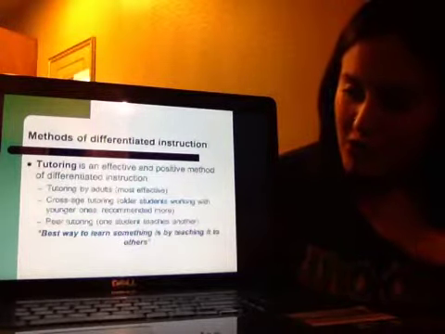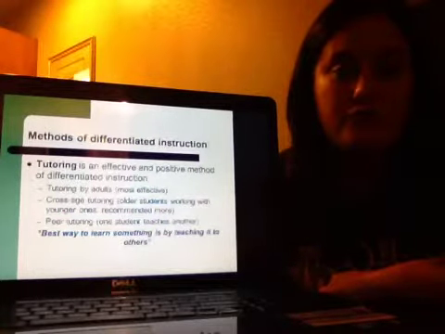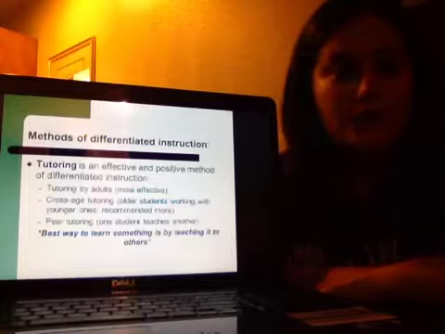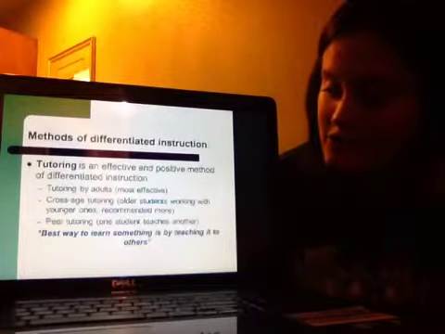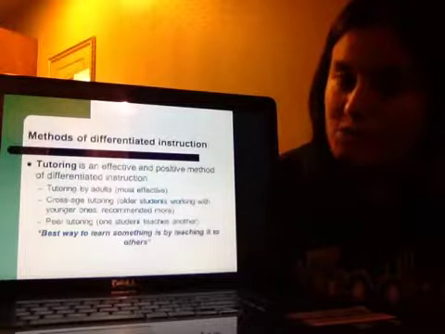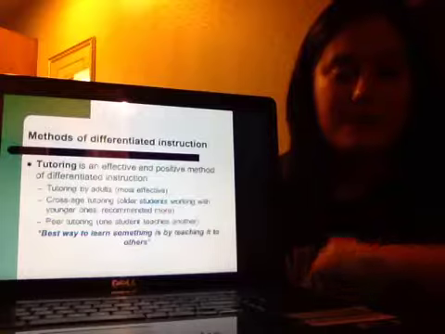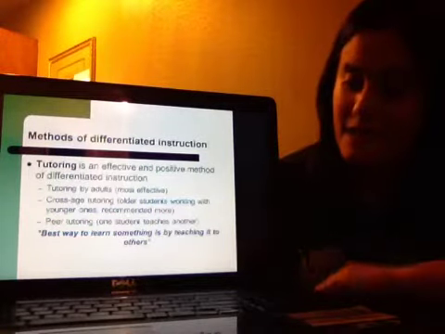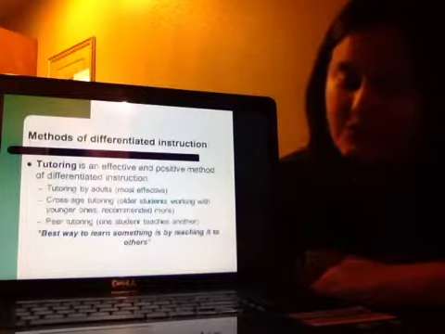There's also cross-age tutoring, which is where an older student, maybe a few grades older or older age-wise, tutors a student that's in need of help. And then there's also peer tutoring, which is one student teaching another, maybe in the same class or in the same grade. And it's said that the best way to learn something is by teaching it to others.